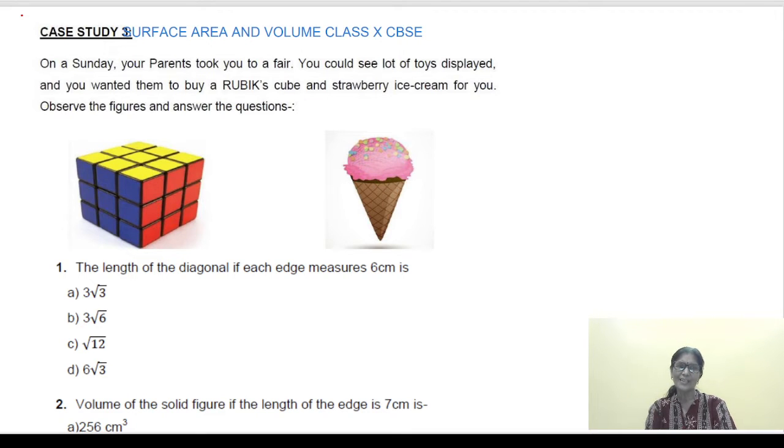I am sharing a case study question from Surface Area and Volume, Class 10 series. On a Sunday, your parents took you to a fair. You could see a lot of toys displayed and you wanted them to buy a Rubik's Cube and strawberry ice cream for you. Observe the figure and answer the questions.